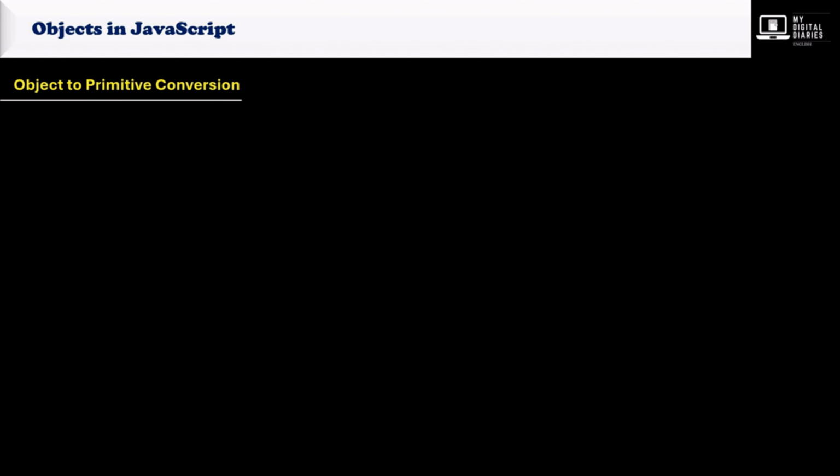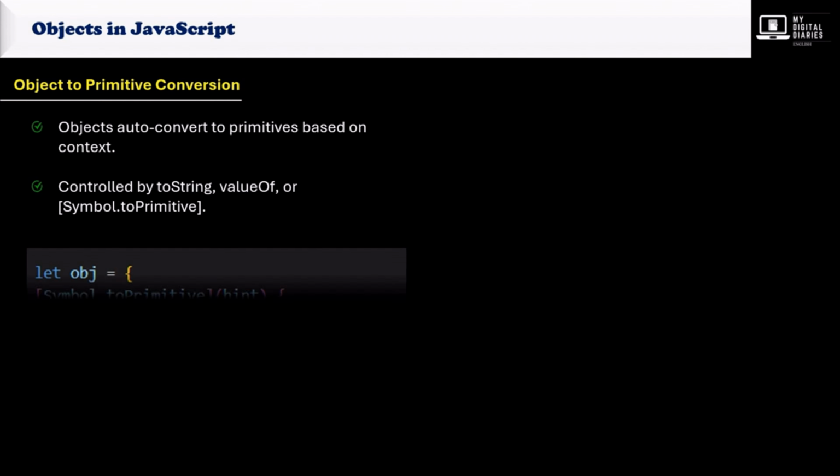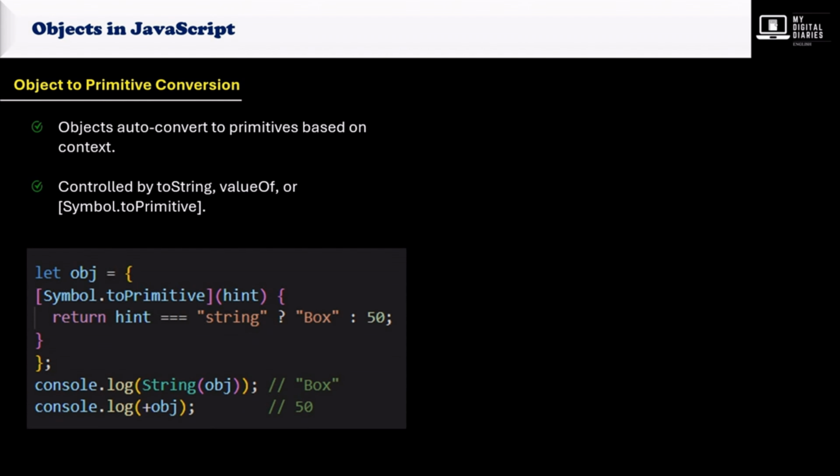In JavaScript, objects can be automatically converted to primitive values like strings or numbers depending on the context. The conversion process is controlled by three main methods. First is toString, then valueOf, and there is a special method called Symbol.toPrimitive. These methods tell JavaScript what to return when an object is used in a string or a numeric context.